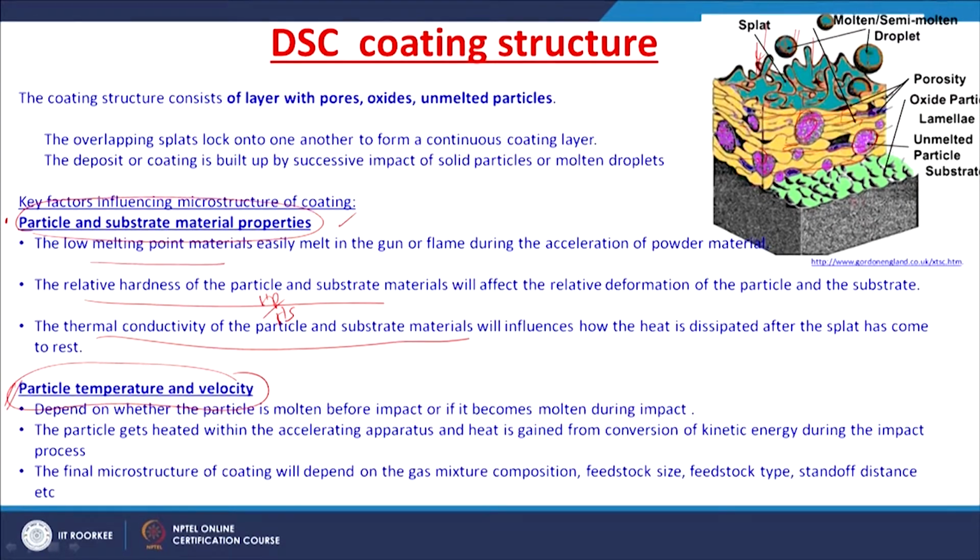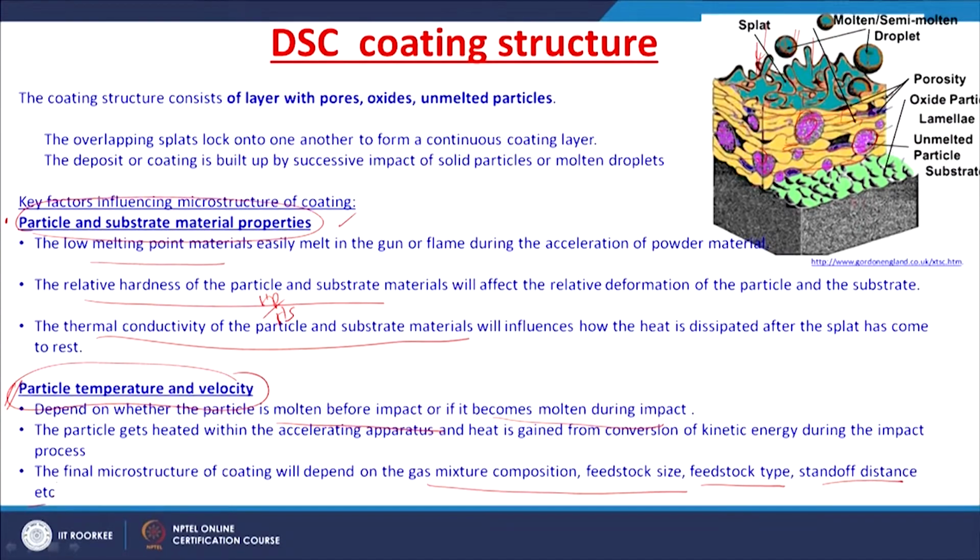Coming to the other factor, particle temperature and velocity combination, it all depends on whether the particle is molten before impact or if it becomes molten during impact. The particle gets heated within this accelerating apparatus, and heat is gained from the conversion of kinetic energy during the impact process. So, the final microstructure of the coating will depend on the gas mixture composition, feedstock size, feedstock type, as well as the standoff distance, etc.